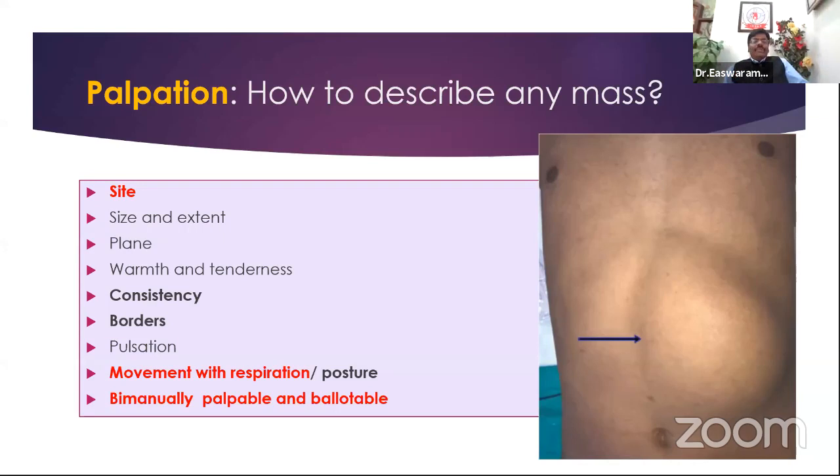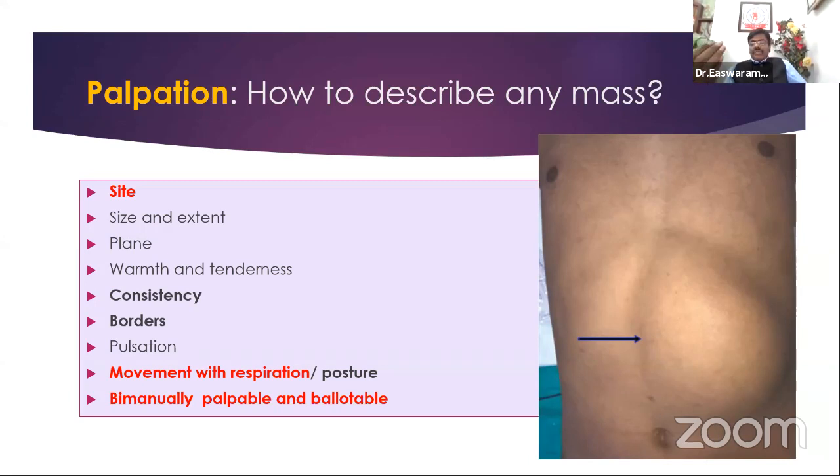Then you describe the mass. How do you describe the mass? See, there is a mass here. I can see there is a large mass in the left hypochondrium, extending onto the epigastrium and umbilical region. On head raising and leg raising test, the mass becomes more prominent. That means it's parietal.